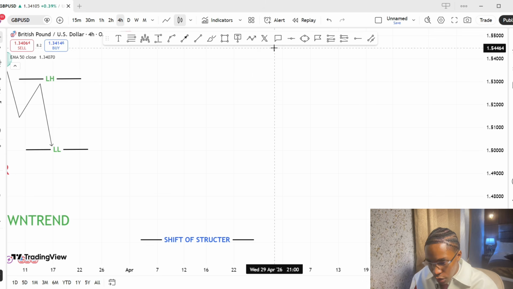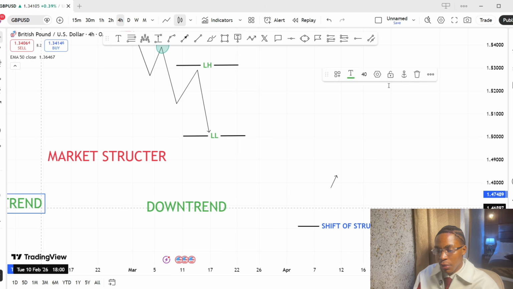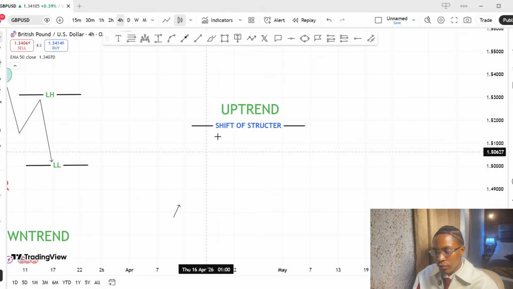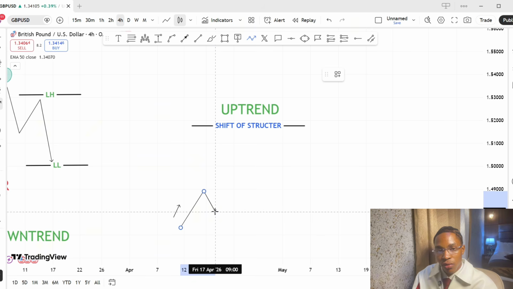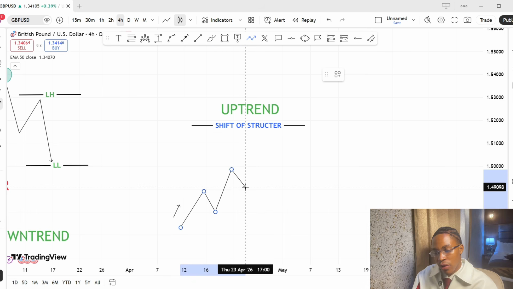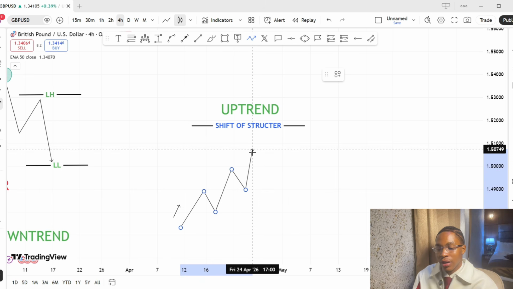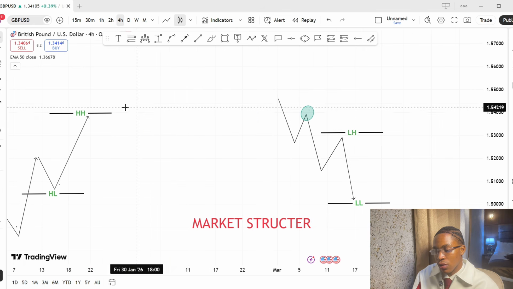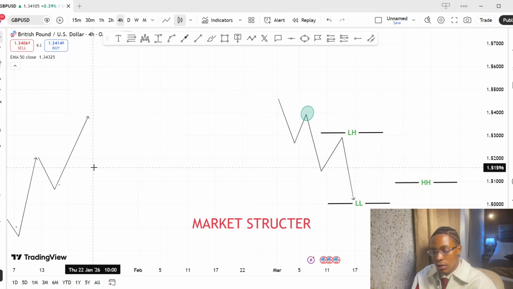Now let me show you guys how a shift of structure works. A shift of structure is when we're in an uptrend. Let me start with the uptrend shift of structure. Let's say, for example, it is a higher high, higher low, higher high, higher low. We are constantly creating this up-step pattern, and then higher low, and this is how it is. First of all, I want you guys to mark up your higher highs and higher lows for me. Let me just bring them closer.